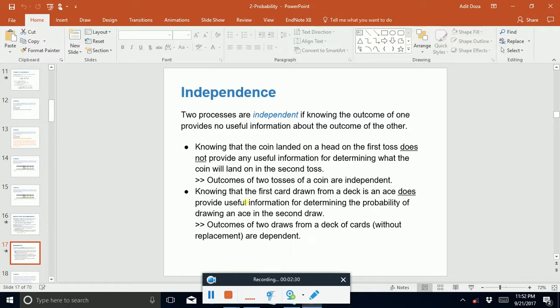Alright. So knowing that the first card drawn from a deck is an ace does provide useful information for determining the probability of drawing an ace in the second draw, right? All of you guys have played cards before. You know there are 4 aces, right? So if you see an ace in the first draw, then how many aces are left? 3, right? So we know that in the second draw there would be only 3 aces left out of the 51 cards. So outcomes of 2 draws from a deck of cards without replacement are dependent.